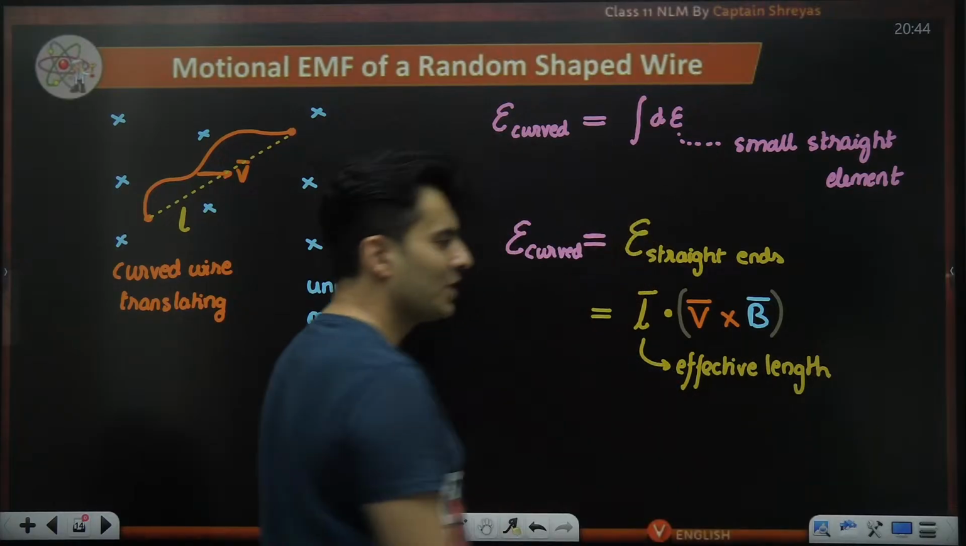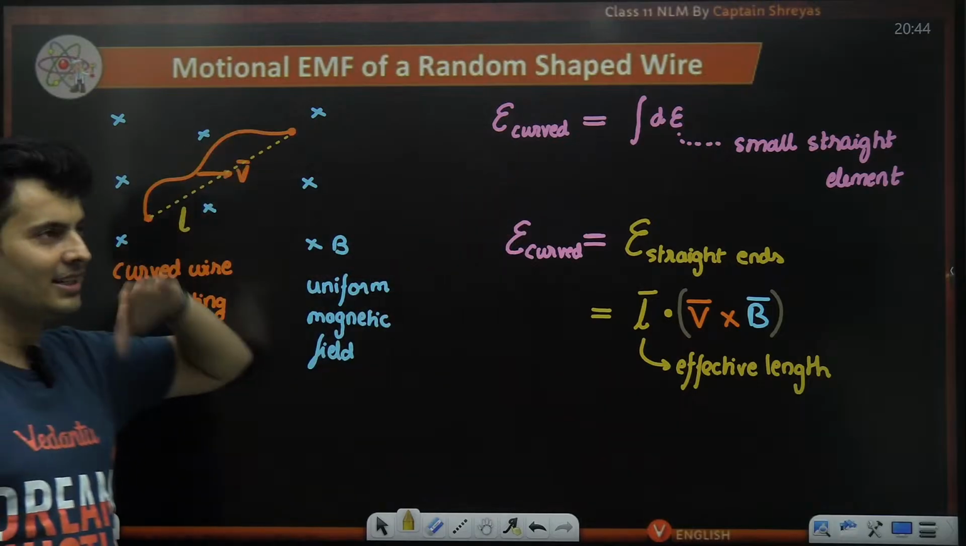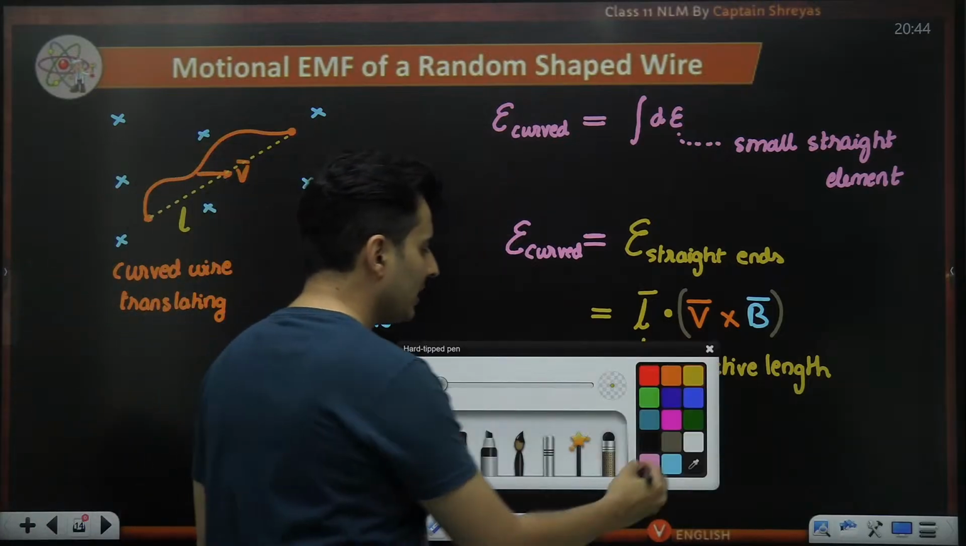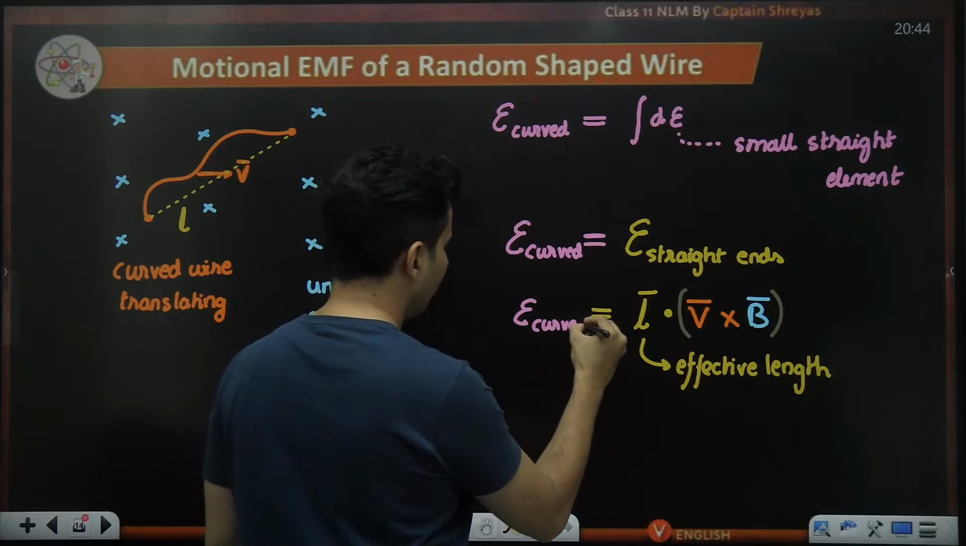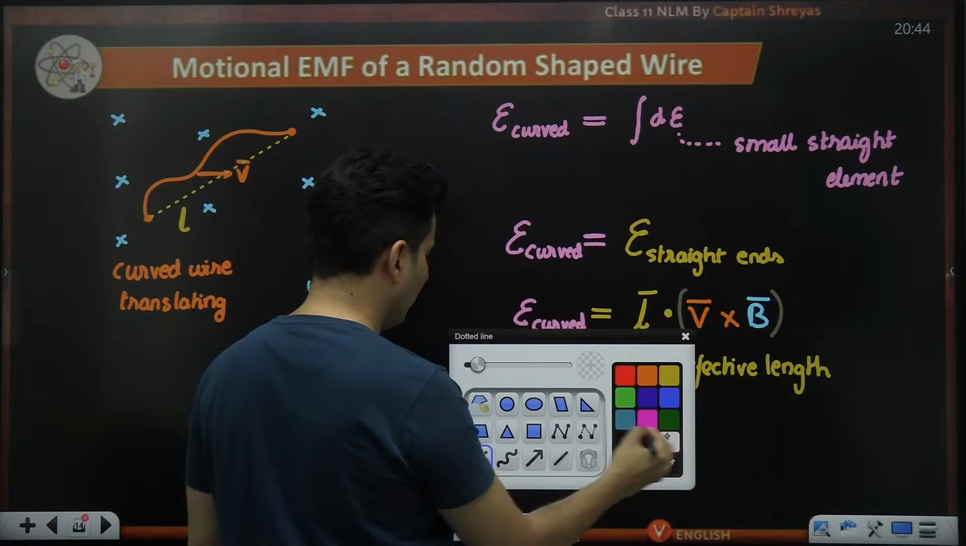That's it. So just join a straight wire connecting the ends and your job is done. It's so easy peasy lemon squeezy. So that is the EMF of a curved wire. Okay. So I'm going to block this up.